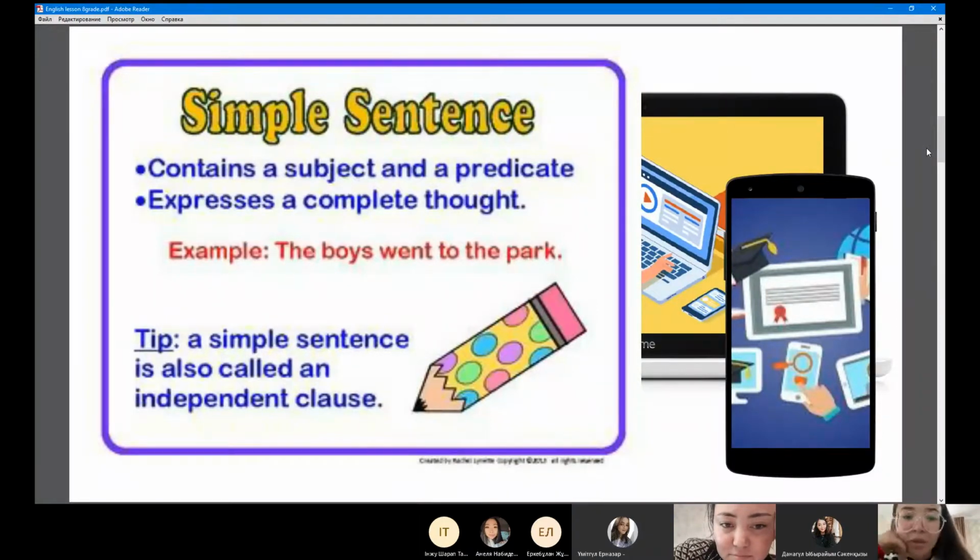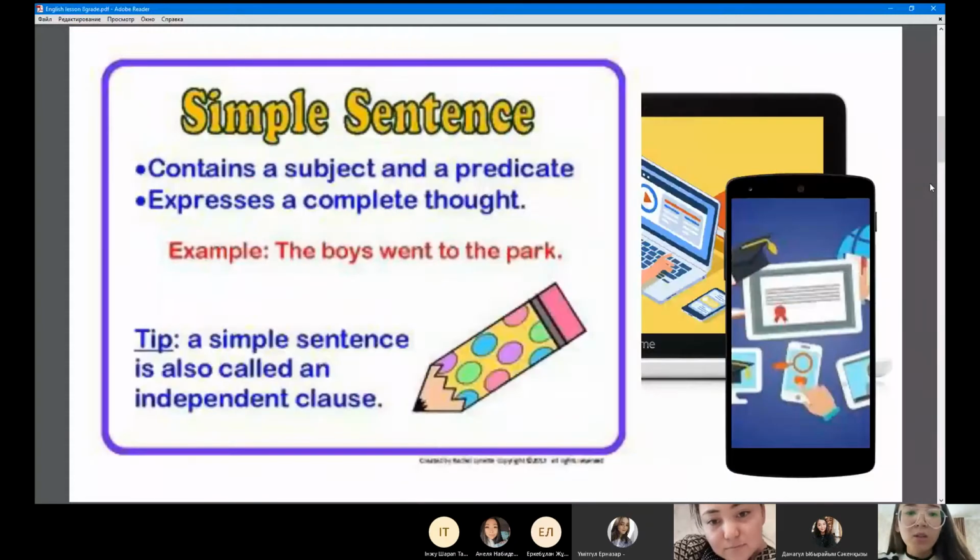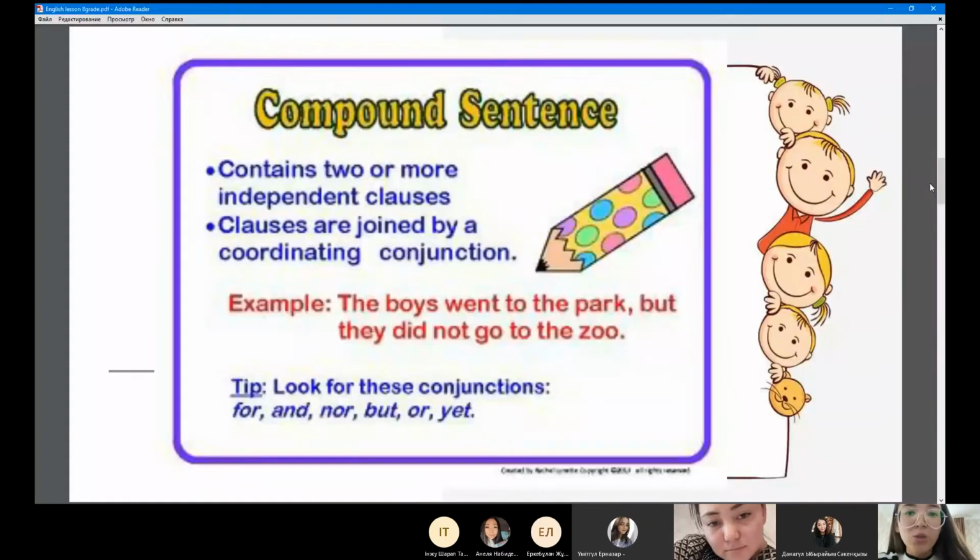And for example, Gulnaz, please. The boys went to the park. Good. A simple sentence is also called an independent clause. And the next one is the compound sentence. A compound sentence contains two or more independent clauses joined by a coordinating conjunction.